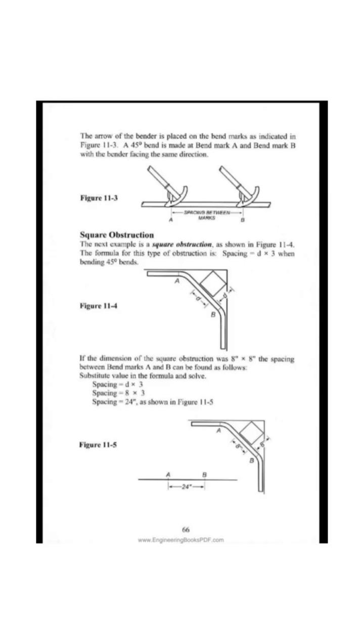direction. Square obstruction. The next example is a square obstruction, as shown in figure 11-4. The formula for this type of obstruction is spacing equals D times 3 when bending 45 degree bends. If the dimension of the square obstruction was 8 inches by 8 inches, the spacing between bend marks A and B can be found as follows. Substitute values in the formula and solve. Spacing equals D times 3. Spacing equals 8 times 3. Spacing equals 24, as shown in figure 11-5.